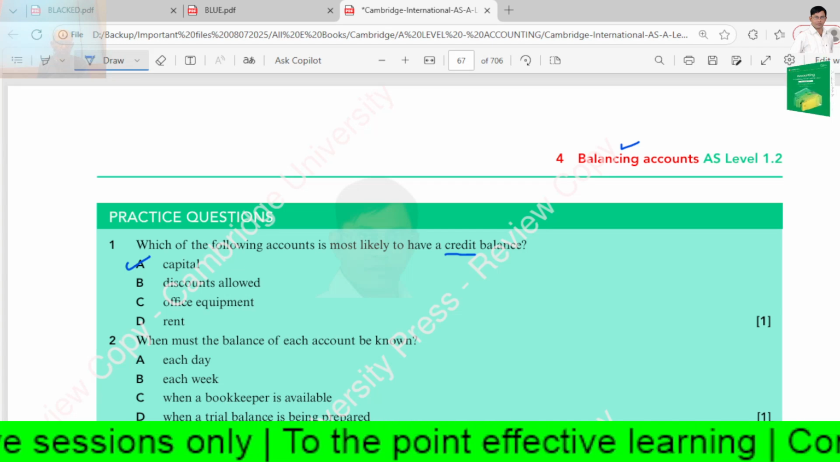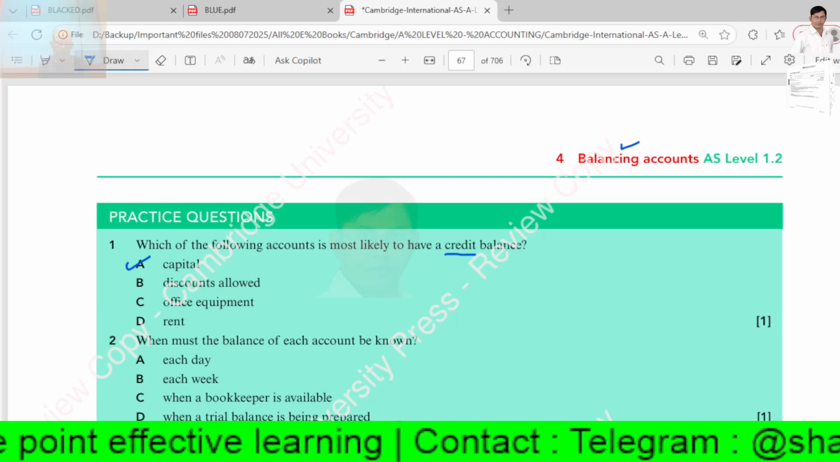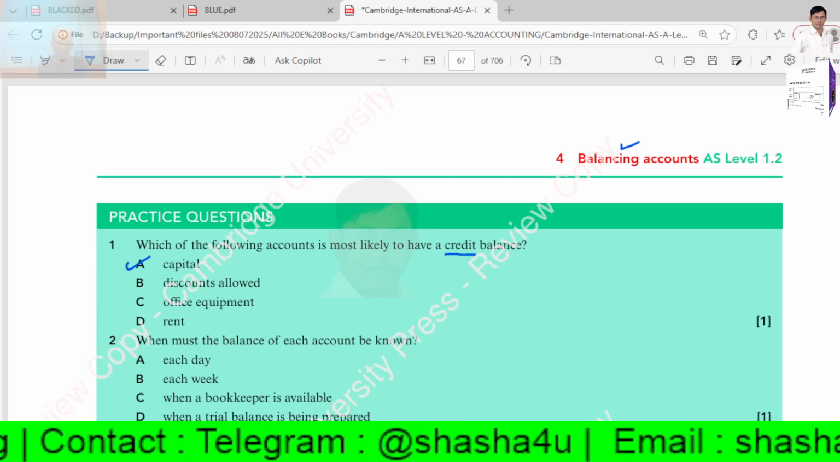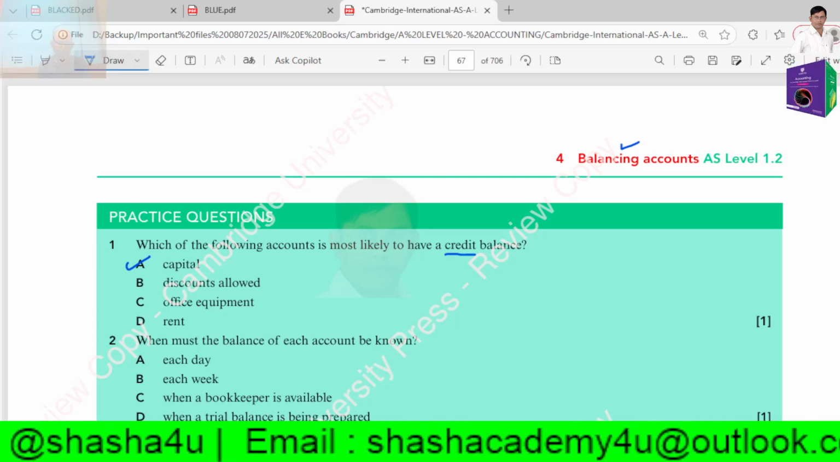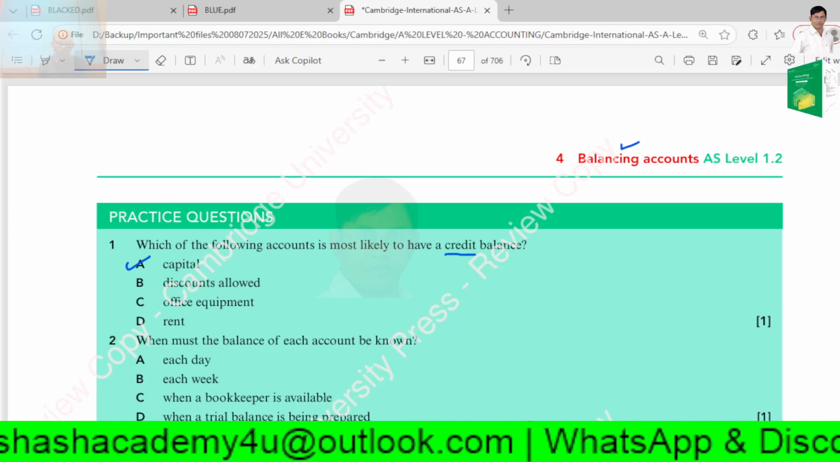When must the balance of each account be known? Each day, each week, when a bookkeeper is available, or when a trial balance is prepared. So obviously, when a trial balance is prepared.